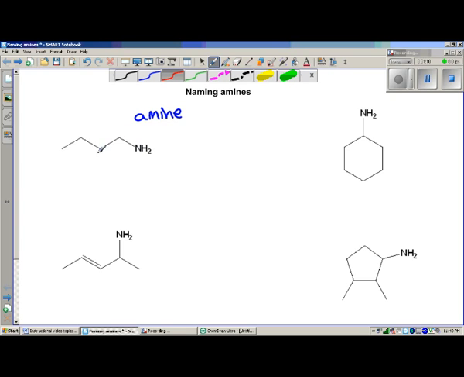The NH2 could go on carbon 1 or 2, so therefore, because it's on 1, it would be 1-butanamine. Alright, it's important not to miss out that syllable. All we're doing is lopping off the E and sticking amine on the end. It's not 1-butamine, it's 1-butanamine. Take 1-butane, lop off the E and stick amine on the end. Alright? Now let's move over here.